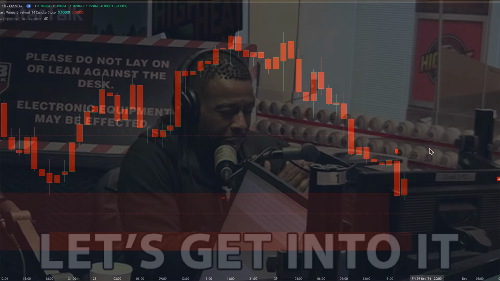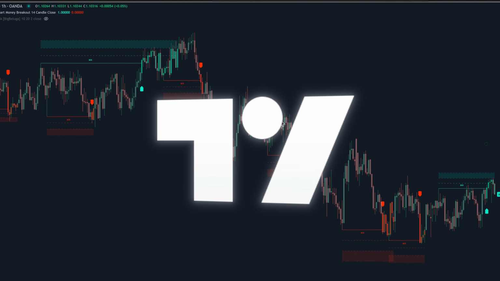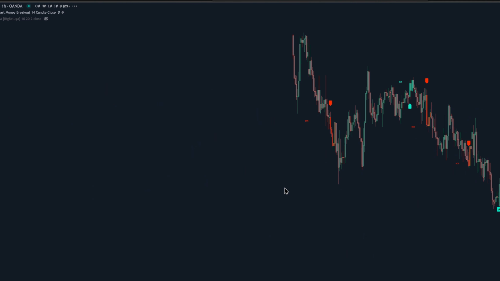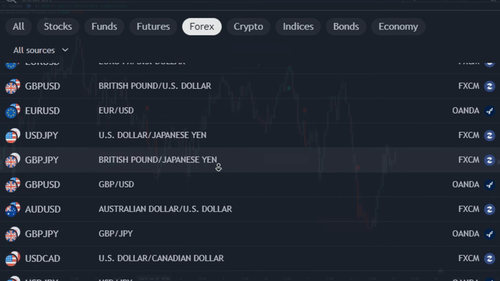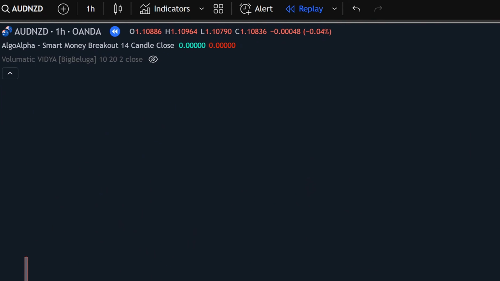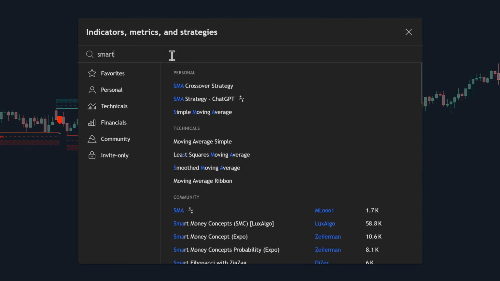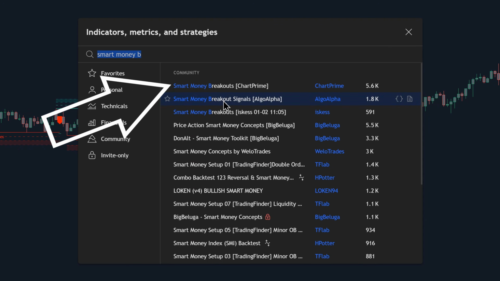Let's get into it. Now, to get started with this indicator, you first of all want to go to TradingView, which is the trading platform that I'm going to be using. If you need to sign up, there's going to be a link in the video description for you to do that. And then you want to load any trading asset that you like. After that, you want to click on indicators and type in Smart Money Breakout. And it's going to be this one by AlgoAlpha.